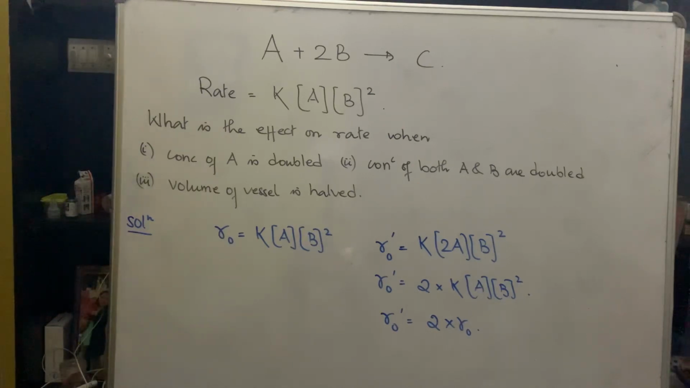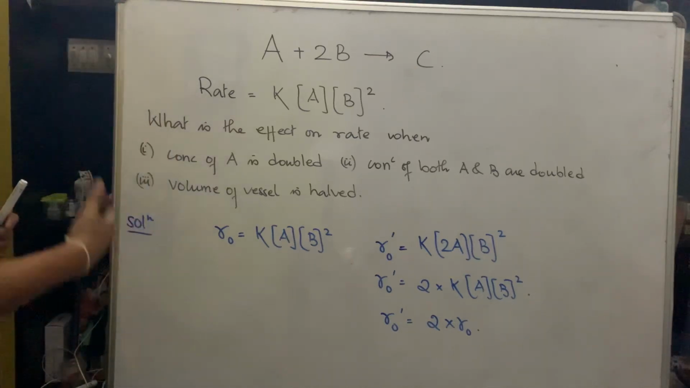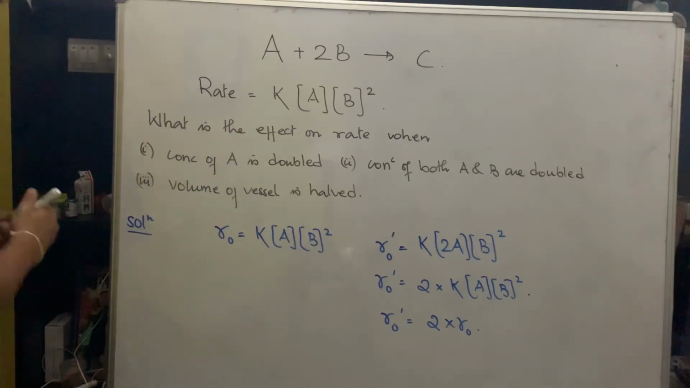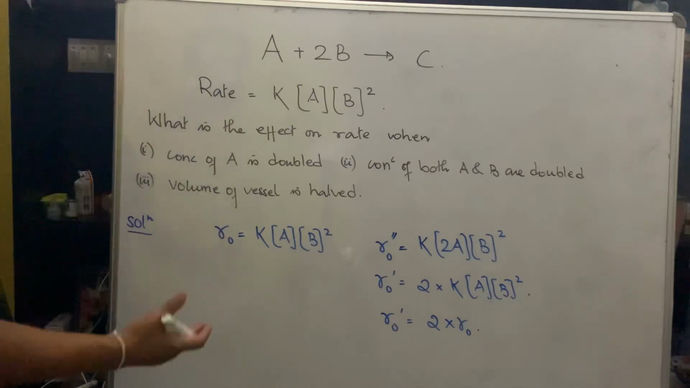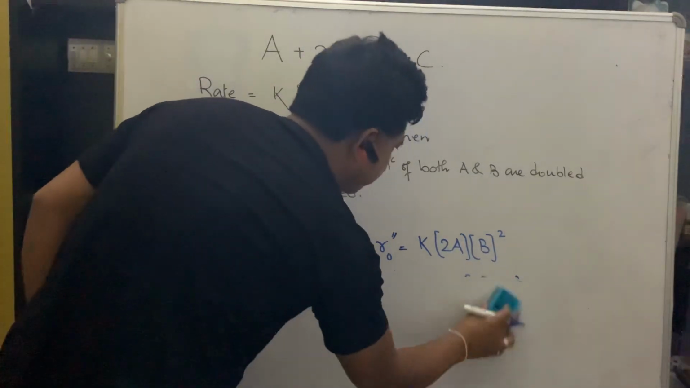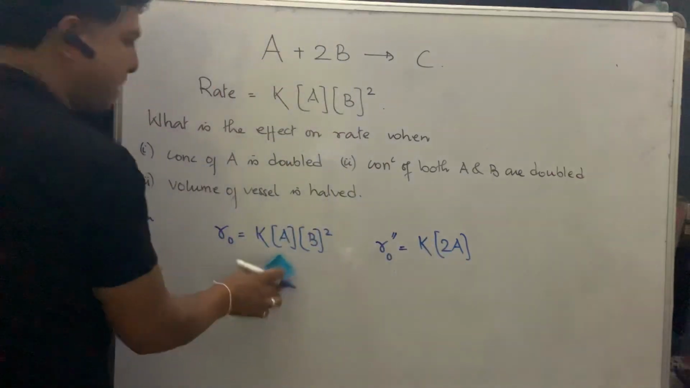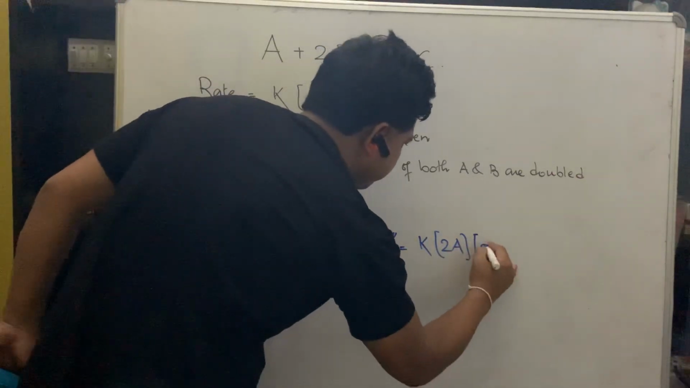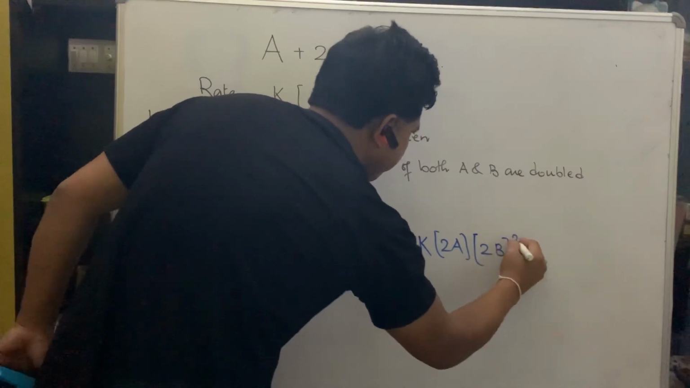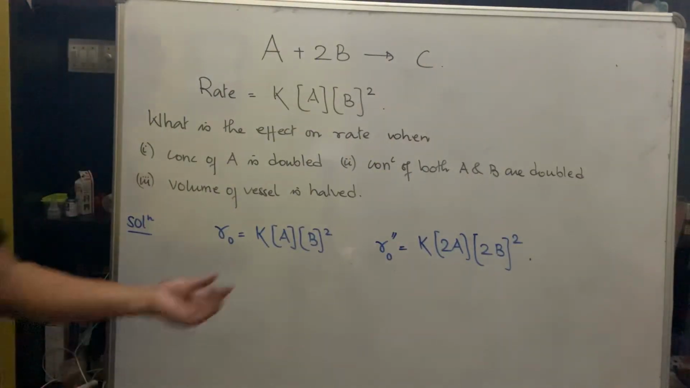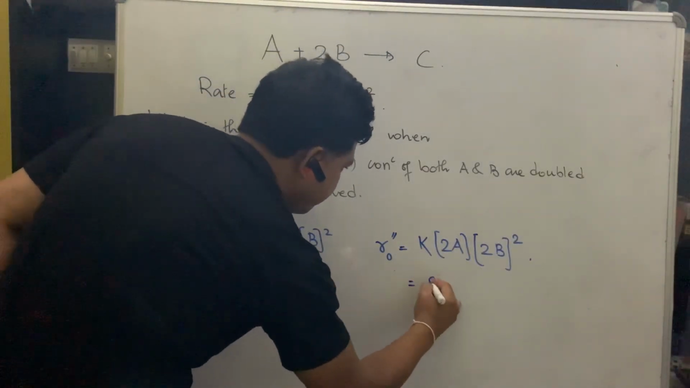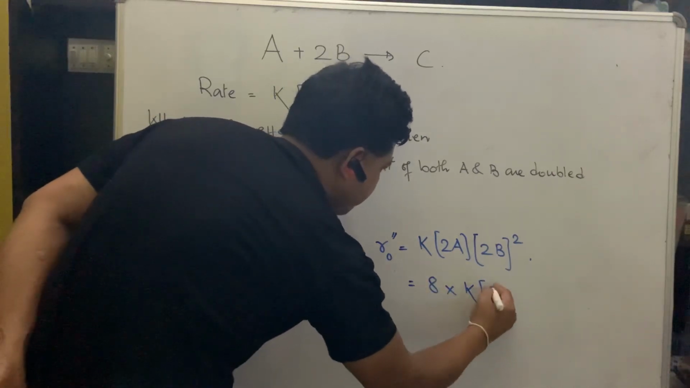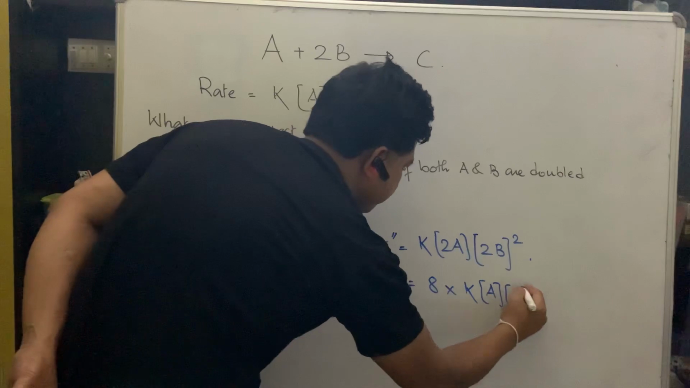Now using the same technique, we can solve the second problem. In the second problem, the concentration of both A and B are doubled. Obviously now the rate will change. Let it be denoted by R naught double prime. Concentration of A is doubled, so I'll write twice A. Concentration of B is also doubled, so I'll write twice B, squared. Twice A, twice B: 2 twos are 4, 4 twos are 8. This is equal to 8 times K [A][B]^2.